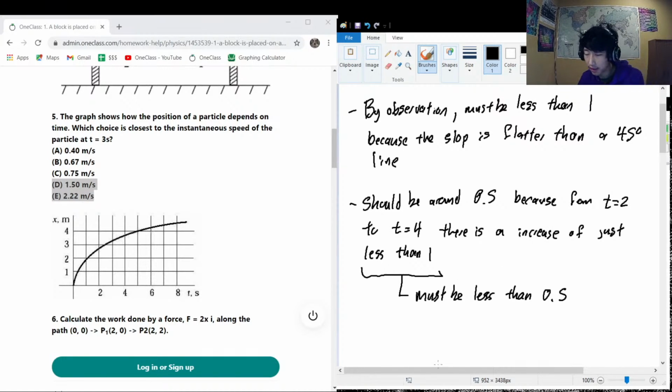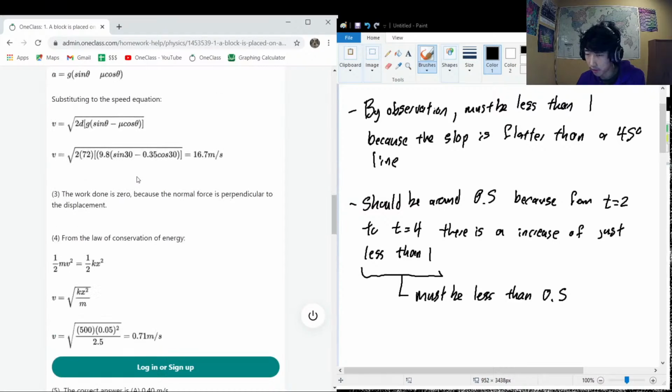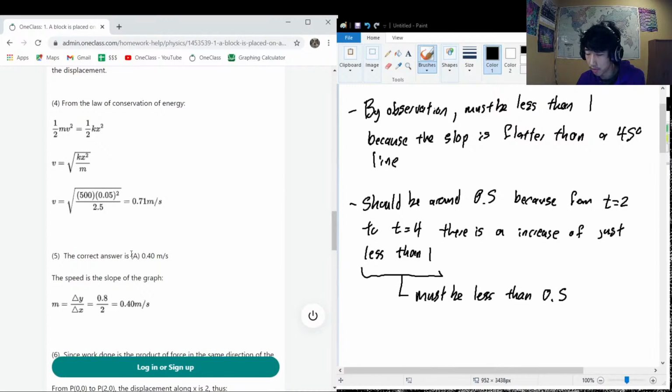0.5. If we observed that it was closer to the line above it at time equals 4 than it was at time equals 2, we would know that it must be just above 0.5. But since we know that it has to be less than 0.5, and there's only one option that's less than 0.5, which is still pretty close to 0.5, it must be 0.4 meters per second squared. So this would be our best guess for the instantaneous velocity at time equals 3. Okay, so hopefully we have a similar conclusion here. Yep, correct answer is A.